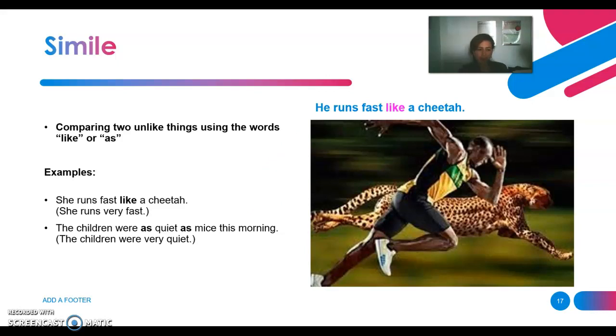And then on the example number 2, you have the children were as quiet as mice this morning. Okay, so this is again a simile because there's a comparison. All right. Okay, and again, remember that we know it's a simile because we have the word like or as. Okay, very good.